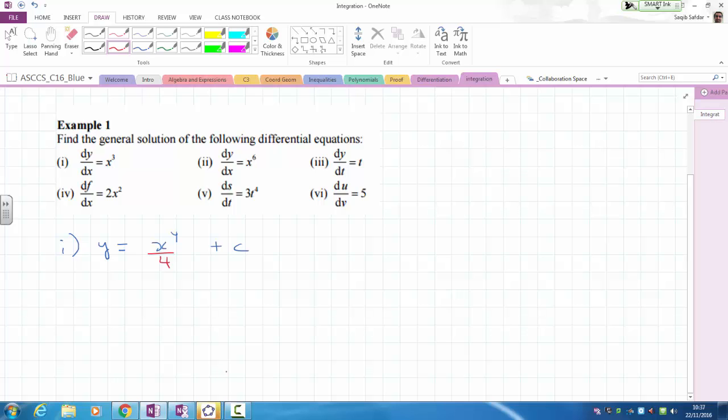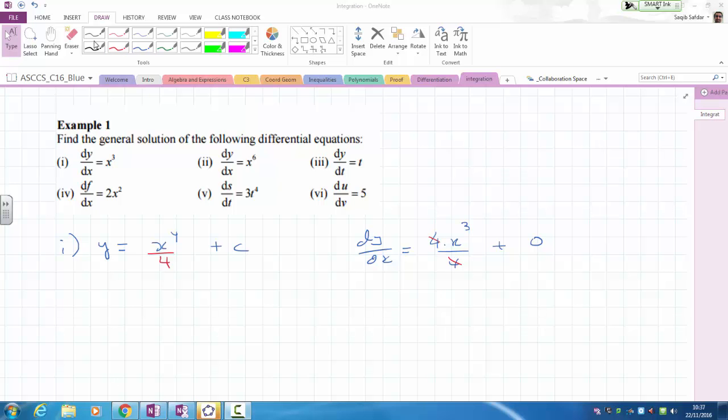Okay. And let's just see what happens when you differentiate it. We want to differentiate this, dy/dx. You bring the power down, take 1 away from the power, and that c just becomes a 0. So these 4's cancel. So you end up with x cubed.